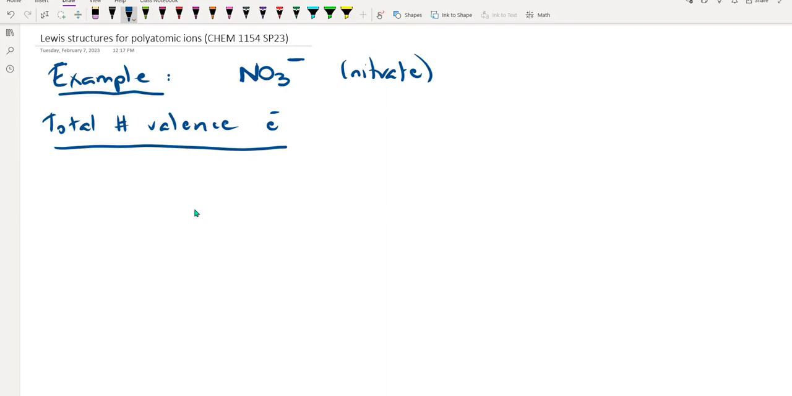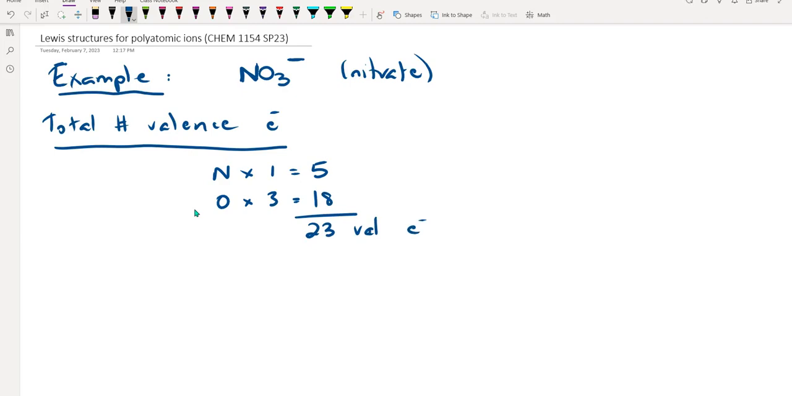So I look at my formula. I have nitrogen, and I have one of those. Nitrogen's in group 5, so we have 5 valence electrons. We also have oxygen, and we have 3 of them. Oxygen's in group 6, so 6 times 3 is 18. So that's going to give me 23 valence electrons.